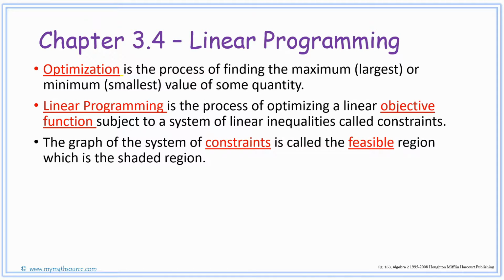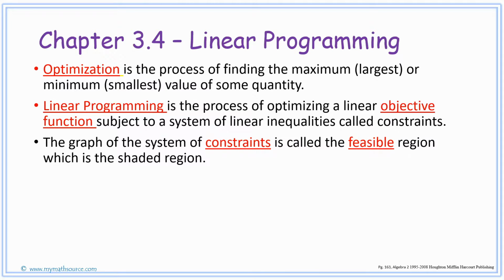All right, so we're looking at chapter 3.4, linear programming. Now, linear programming is used to optimize real-life problems. Optimization is the process of finding the maximum, the largest, or minimum, also known as the smallest, value of some quantity. It's also the process of optimizing what we call a linear objective function. That function is subject to a system of linear inequalities, which we call constraints.